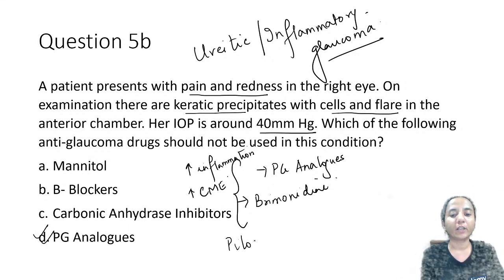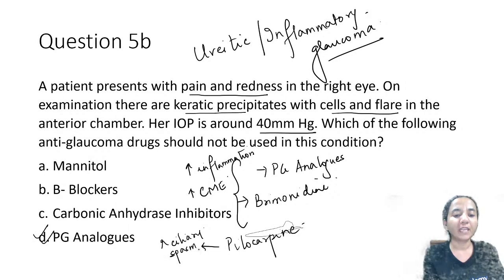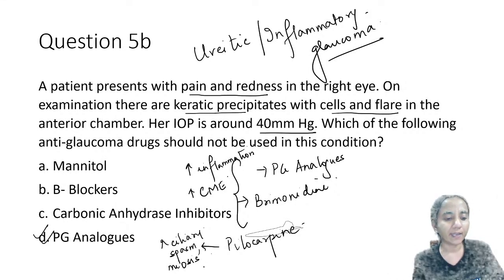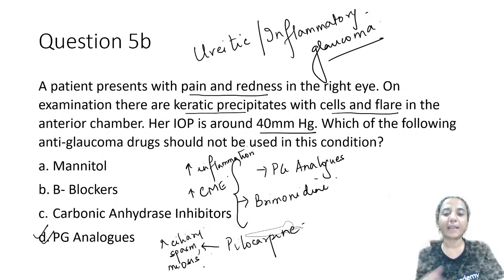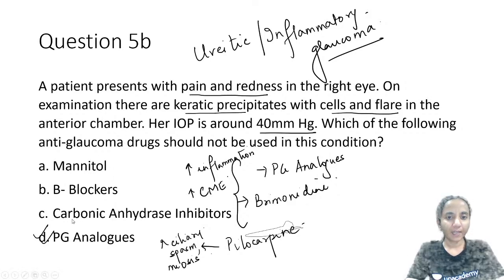Also, pilocarpine theoretically should not be given. Why? Because pilocarpine increases the ciliary spasm and it causes miosis. In uveitis, we want to decrease the ciliary spasm and we also want to dilate the pupil. So pilocarpine anyway is not very commonly used, but theoretically it is also not to be used in uveitic or inflammatory glaucoma. So no PG analogs, no brimonidine, no pilocarpine. Okay? Let's go to the next question.